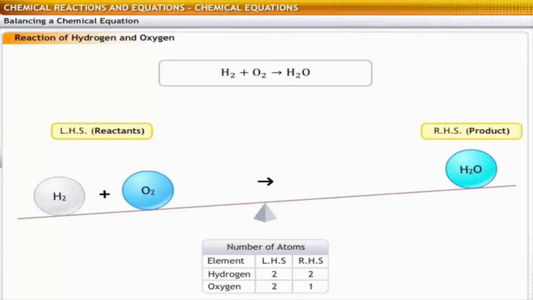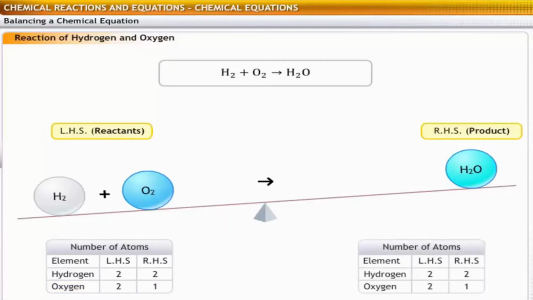According to the law of conservation of mass, the number of atoms on the reactants and product side should be the same. In step 3, you need to select the element that occurs in the minimum number of places in the equation. You can see that there are 2 hydrogen atoms on each side, while there are 2 oxygen atoms on the left-hand side and only 1 on the right-hand side of the equation. Hence, oxygen has to be balanced first.